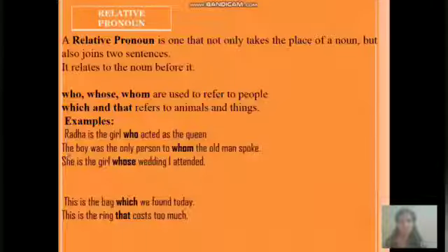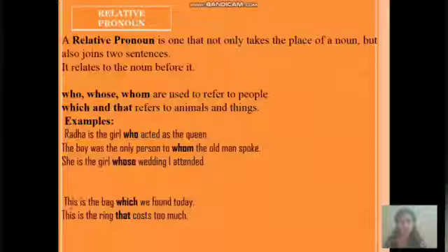The next sentence, the boy was the only person to whom the old man spoke. So which is a relative pronoun? Whom. And it refers to the person here, again, the boy. So I told you that whom will also be used to refer to people. She is the girl whose wedding I attended. So whose is a relative pronoun and it relates to the noun girl over here.